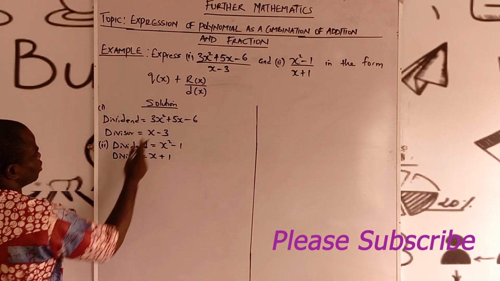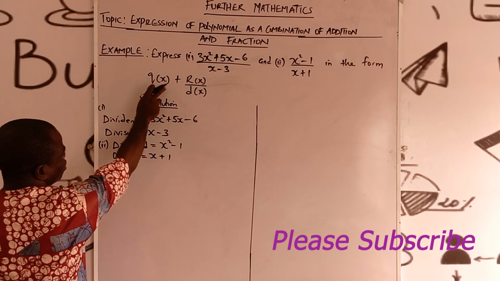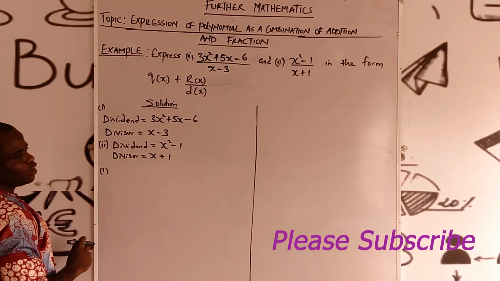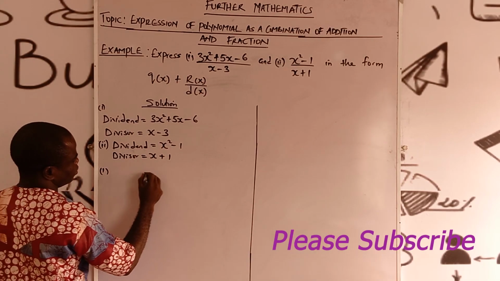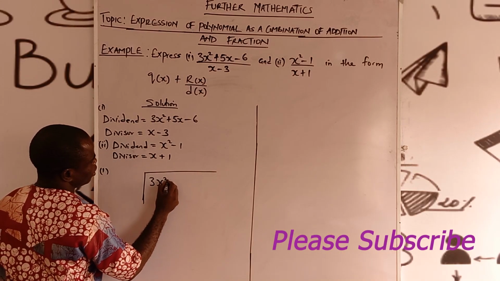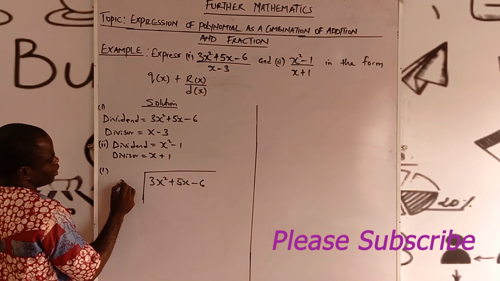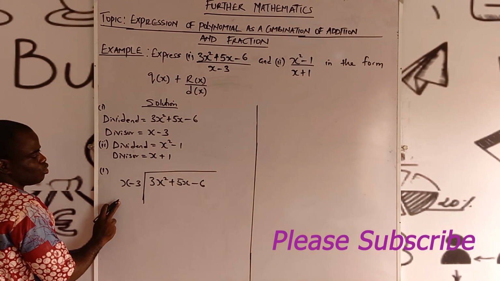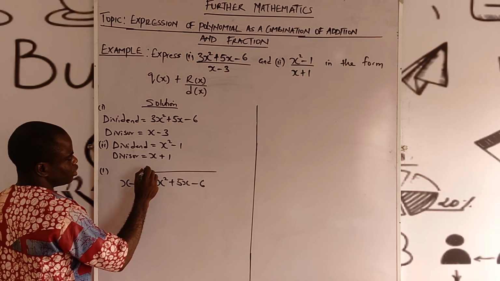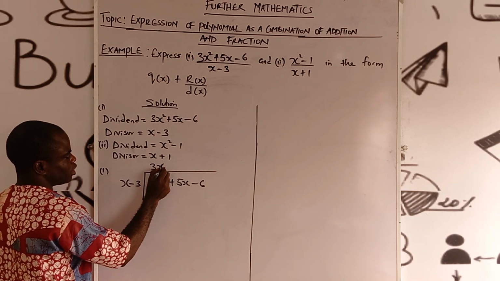Now let's start with the first one. This is the quotient plus the remainder over the divisor. Start with 3x squared plus 5x minus 6, divided by x minus 3. What can you multiply with x that will give us 3x squared? Put only one x here because we only have another x to multiply it.